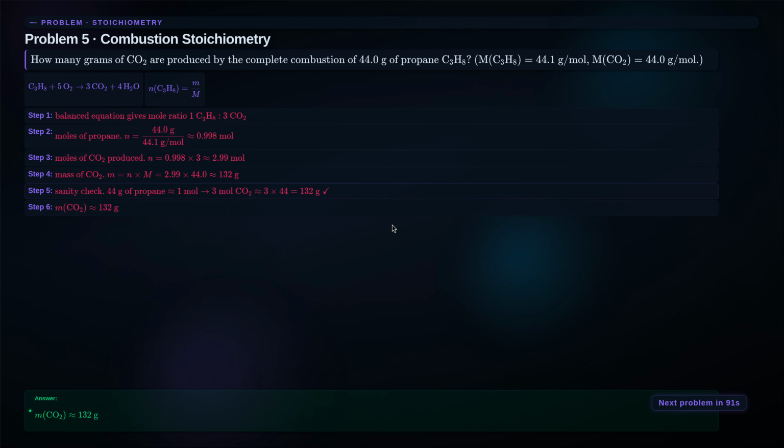Step 2. Balance carbon. Place a 4 in front of CO2. Step 3. Balance hydrogen. Place a 5 in front of H2O. Step 4. Count oxygen on the right. 4 times 2 plus 5 times 1 equals 13 O atoms. Step 5. Balance oxygen with O2. Place 13/2 in front of O2.